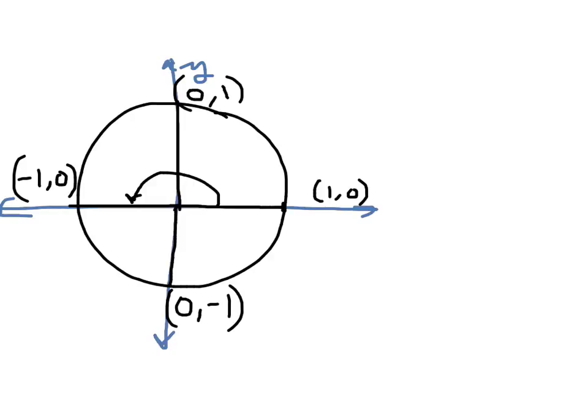The bottom one. This one's 270. So the ordered pair that we're using is (0, -1), and the radius is always 1. And then from here, we're going to put it into those ratios that I gave you at the beginning: y over r, x over r, y over x, and then the reciprocals of all those.